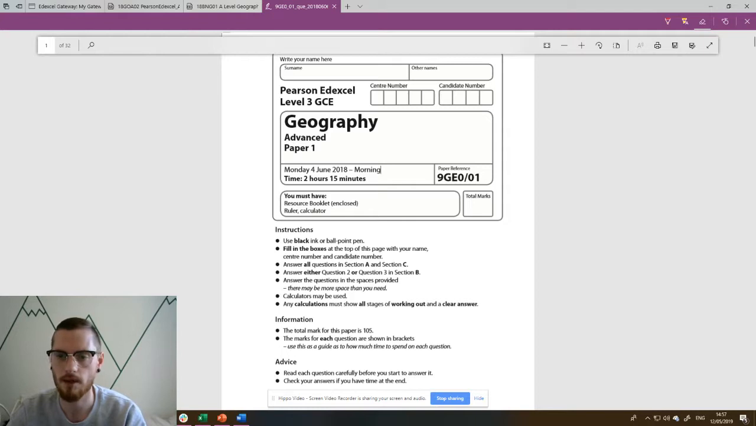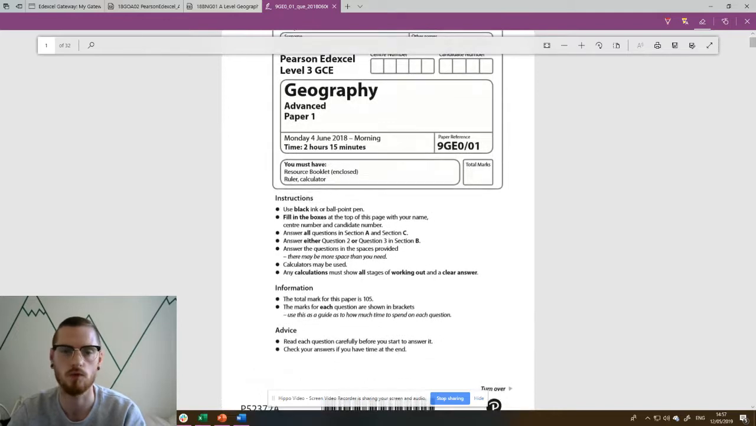Now, with any exam that you have in school, the first thing that you should do is actually have a look at the first page before you get into answering the questions. Instructions are here. Make sure you actually read the instructions. First off, you can see that you're able to use a calculator in your A-level geography exams. Make sure that you bring one on the day.